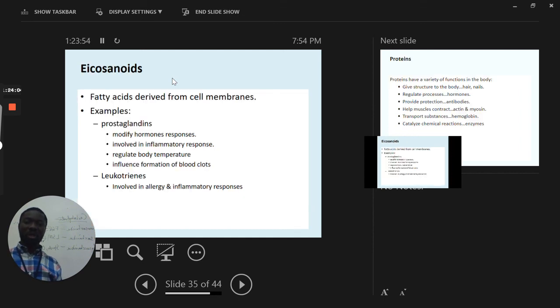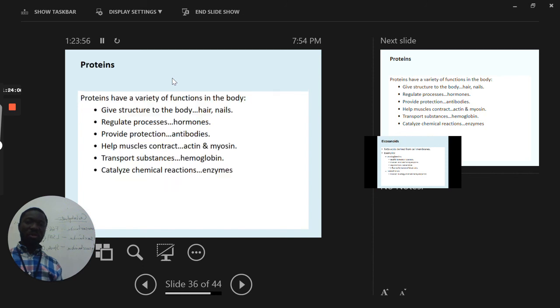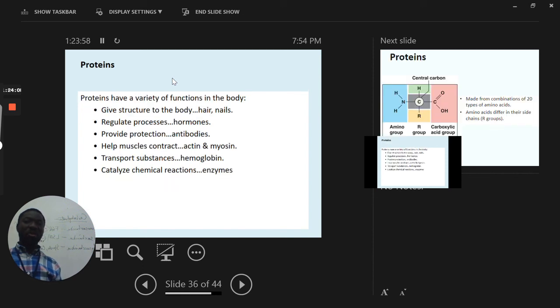You can just read through this. It's not much. Okay, good. Now this is protein. I talked about protein last week, right? Did you remember? Very good. So just take note of the functions of protein that I have here. And I already talked about the types of protein.